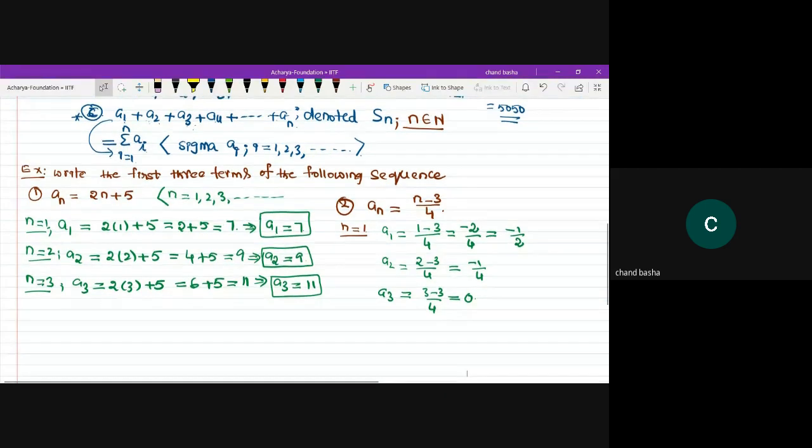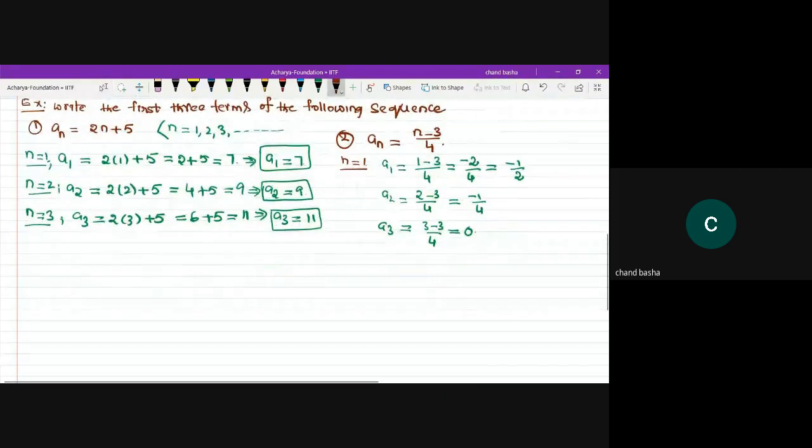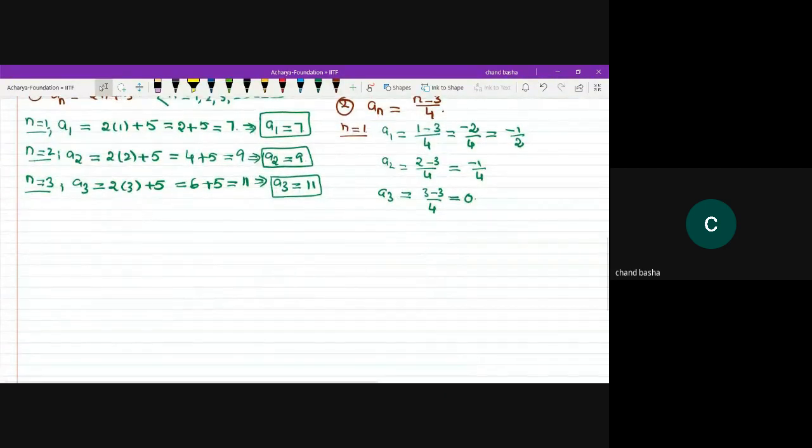I'll go to the next problem. Problem number 3. An is equal to 2 power n, but find the first 5 terms. Find the first 5 terms, not 3 terms, find the first 5 terms.